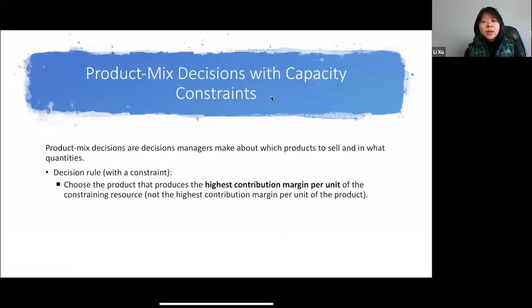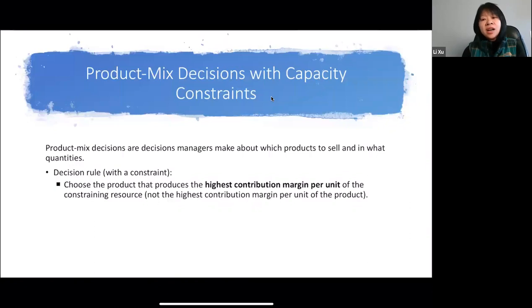So today we're going to talk about a couple of special scenarios. All right, the first one is called the product mix decision with capacity constraints. This only happens, like I said, when you have multiple products and when you have capacity constraints. If you don't have multiple products, if you have one product, then it really doesn't matter whether you have a constraint or not, because you can only produce one product. Or say if you have multiple products, but if you don't have constraints, then you should just produce as many as you could as long as you have a positive contribution margin.